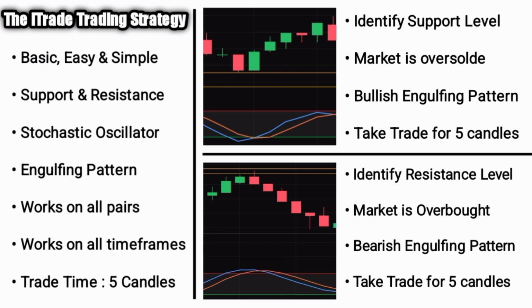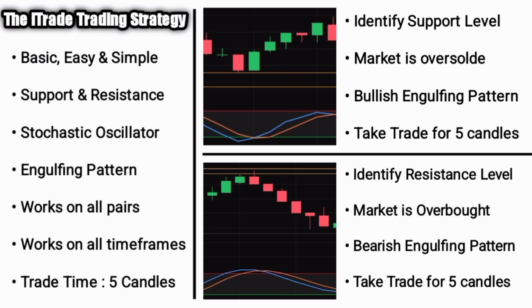The strategy is very basic, easy and simple. It uses horizontal support and resistance to identify an area of value, the stochastic oscillator as a momentum indicator to measure overbought and oversold conditions, and a reversal bullish or bearish engulfing candlestick pattern to serve as an entry trigger. The strategy works on all time frames and the trade time is 5 candles.